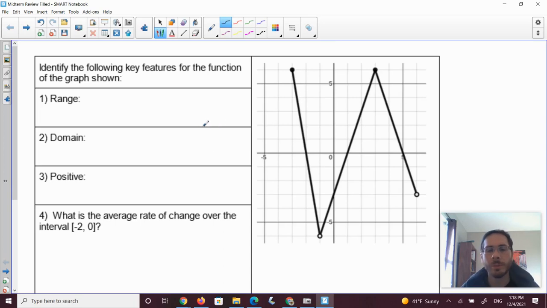All right, so I'm going to go through the midterm review. Question number one says to identify the key features for the graph.